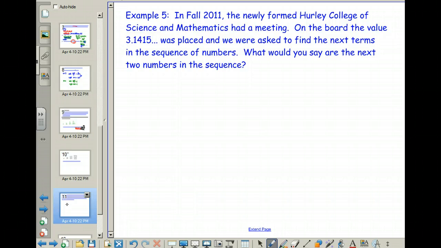On the board was the value 3.1415, and then there were some dots after it, and we were asked to find the next terms of the sequence of numbers. So I want you to write down, without talking to your neighbor, what would you say are the next 2 numbers in this sequence? So write down your guess as to what it would be. What would you put next?